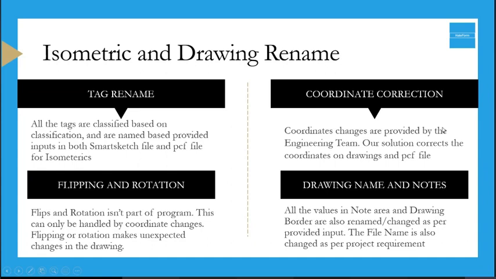Then the coordinate correction. Whatever delta is provided by the engineering team, we define that in the rule and we change the coordinates automatically. So it corrects on the drawings and PCF file as well.